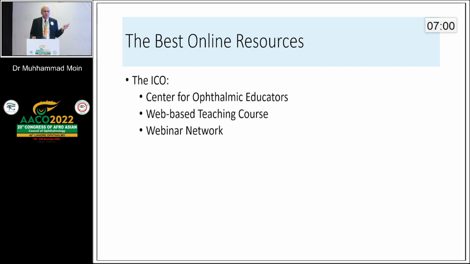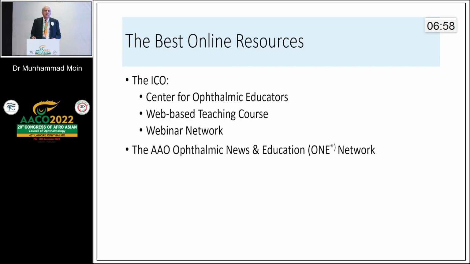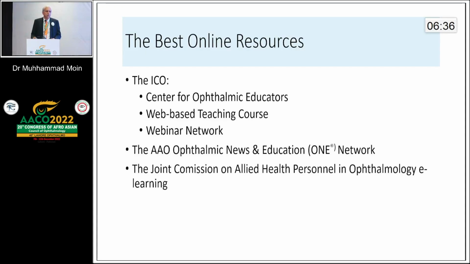Then the American Academy of Ophthalmology. If you're members of the American Academy, that's fine. But if you're not, the American Academy offers to OSP members one network for free. If you don't have one, you can contact me or the academy and they can give it to you for free, so you don't have to pay the $500 or $600 subscription. Then Jacopo, Carl has been a president of this society, the Joint Commission on Allied Health Professional and Ophthalmology e-learning.